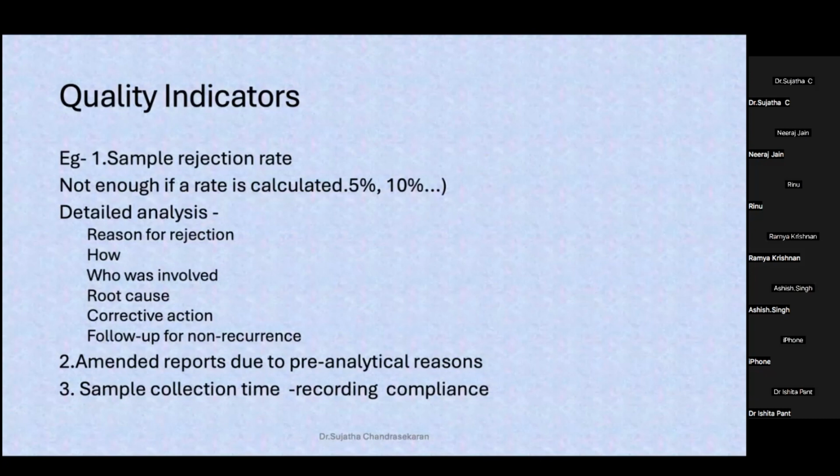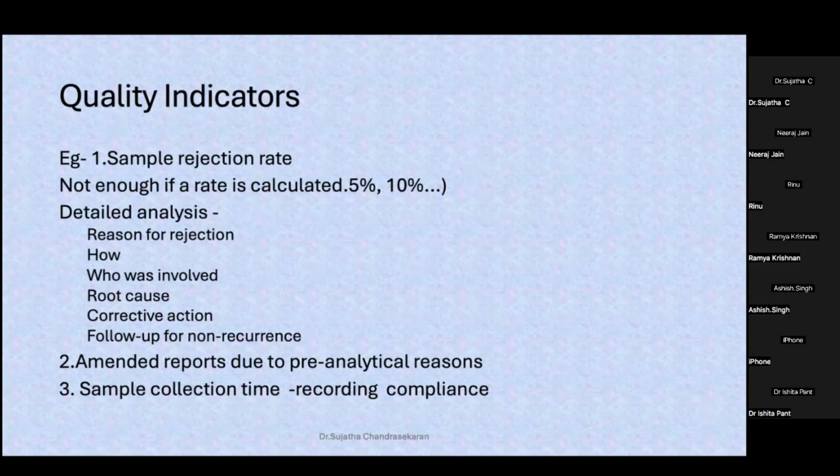What is important is not the rate. Yes, the rate you need to know, but in detail, what was the reason for rejection? Okay, hemolysis. Why did hemolysis happen? Was there a deviation? Was there a difficult puncture, difficulty in getting the vein? Or was a smaller needle used? Or was there an intravascular hemolysis?